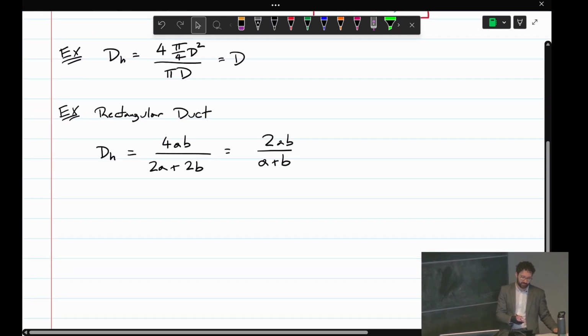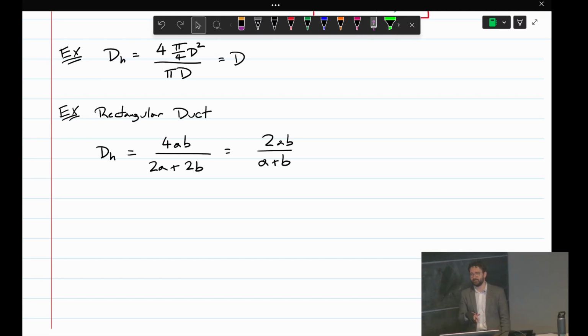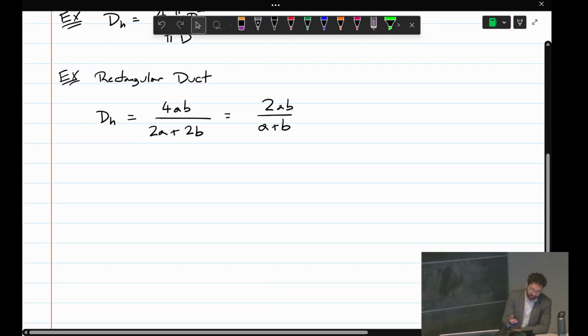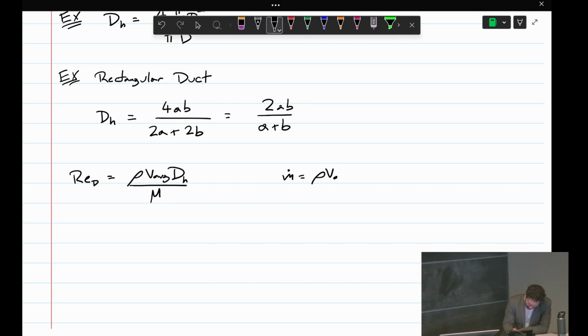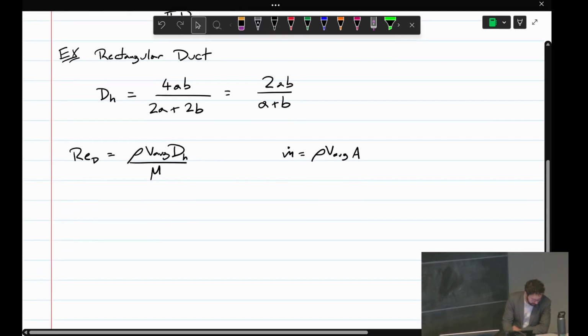Now the reason that we want to talk about hydraulic diameter is so that we can reuse as much as possible of what we've done so far. All the calculations have been in terms of diameter, so we're going to keep using that. We have a Reynolds number based on hydraulic diameter, which is rho v average d_H over mu. And we still get m dot is rho v average A. So that's the same.